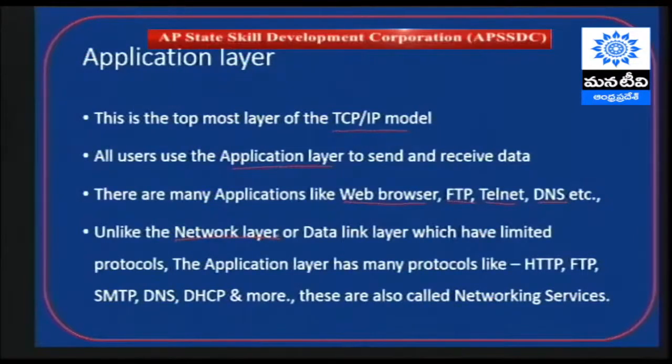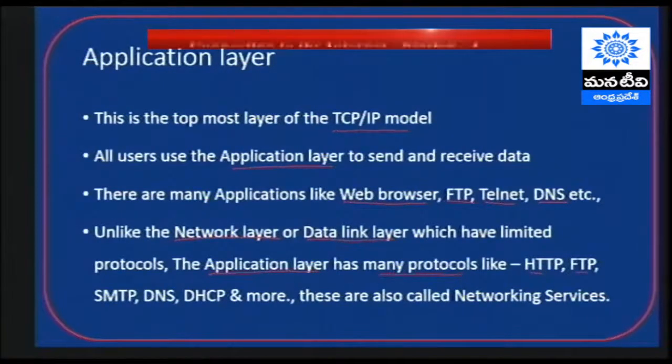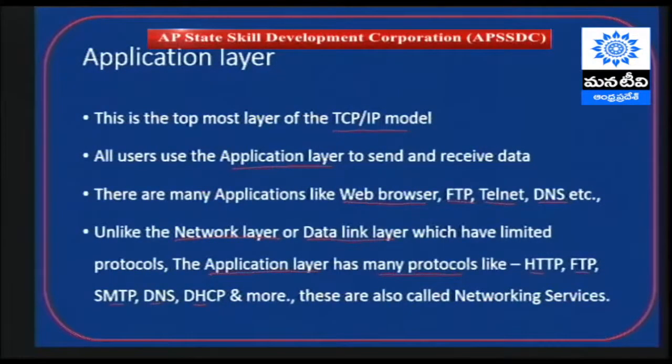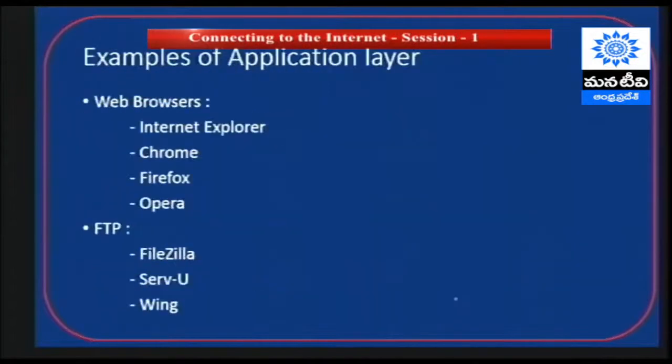In the network layer we have discussed certain protocols like routed protocols and routing protocols, and they are very limited in nature. Also in the data link layer, the protocols are very limited in nature. But when it comes to the application layer, there are numerous applications and protocols like HTTP, FTP, SMTP, DNS, DHCP, and many more. We also call these applications network services, because all of them work based on a client-server model.